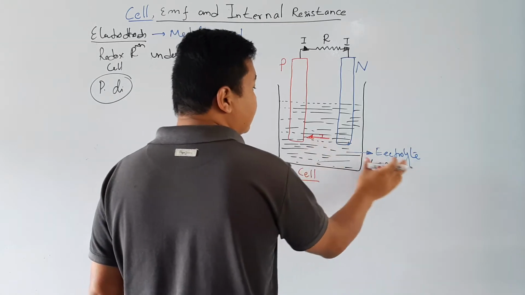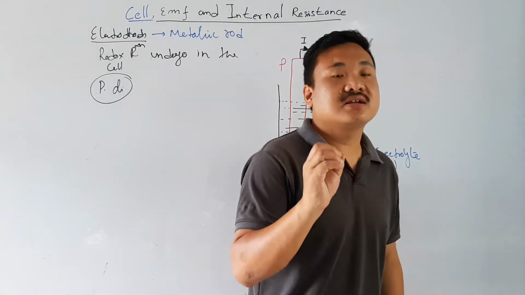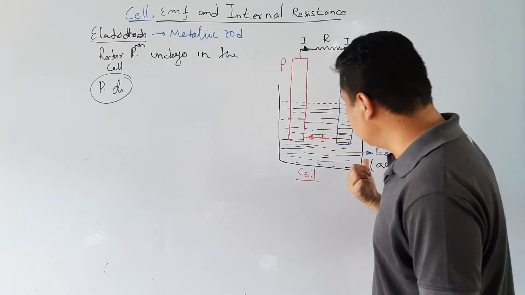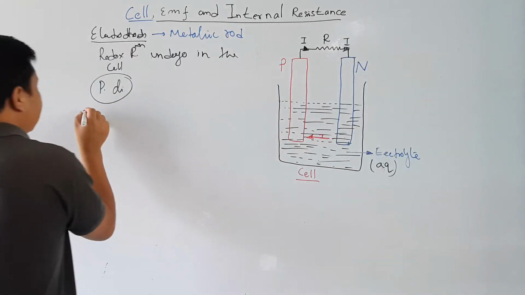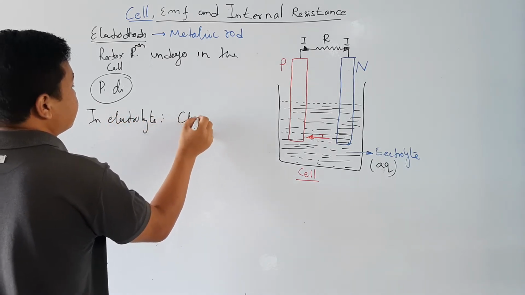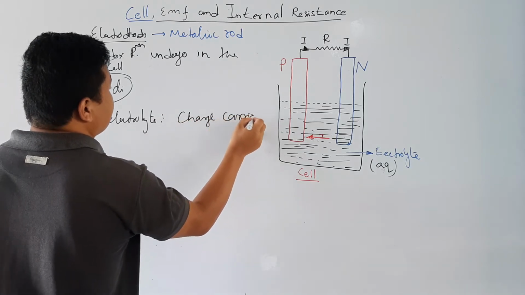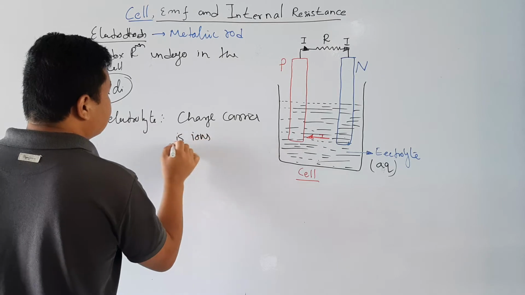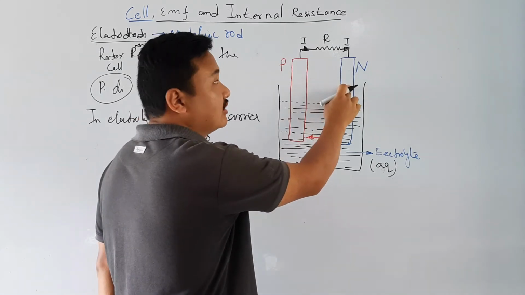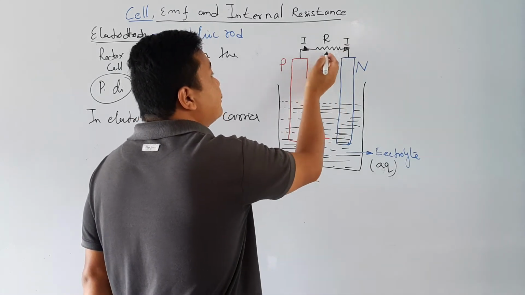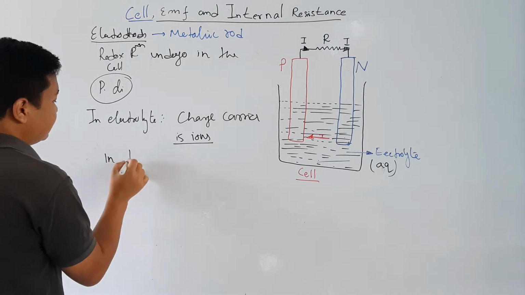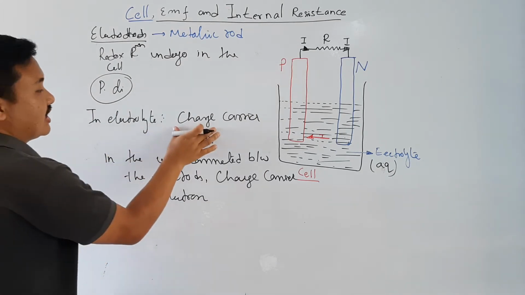This current is flowing in the electrolyte. So what are the charge carriers in the electrolyte? The charges which carry the current in the electrolyte are ions. So in the electrolyte, the charge carrier is ions. But in between this rod and this rod, if I connect a resistor, then the charge carrier will be electrons. So in the electrolyte, the charge carrier is ions.